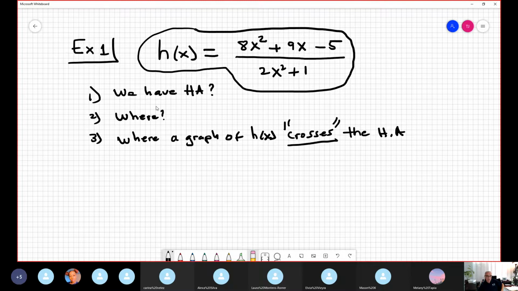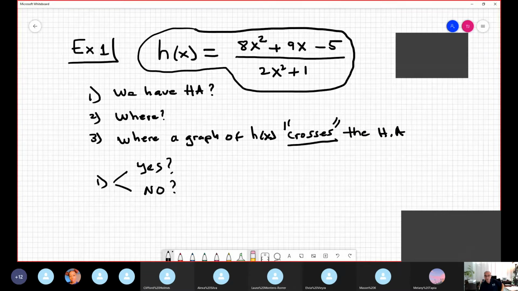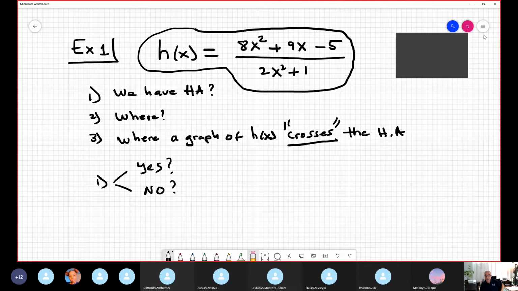Okay, to answer the first question, is it yes or no? Does our function have a horizontal asymptote, yes or no? Yes. Hey, participation. Yes. Why? Reason. The degrees are equal, 2 and 2. Exactly. This is the answer. Because the degree is equal. Yes, the answer is yes.